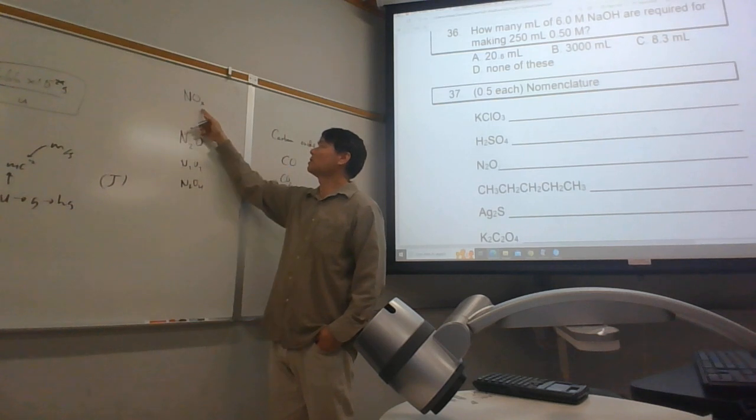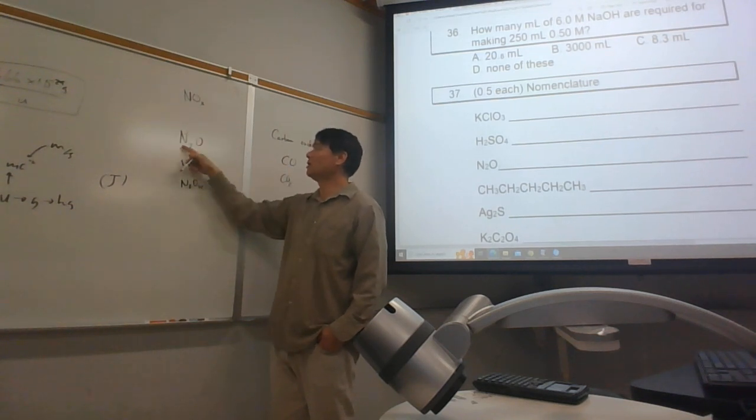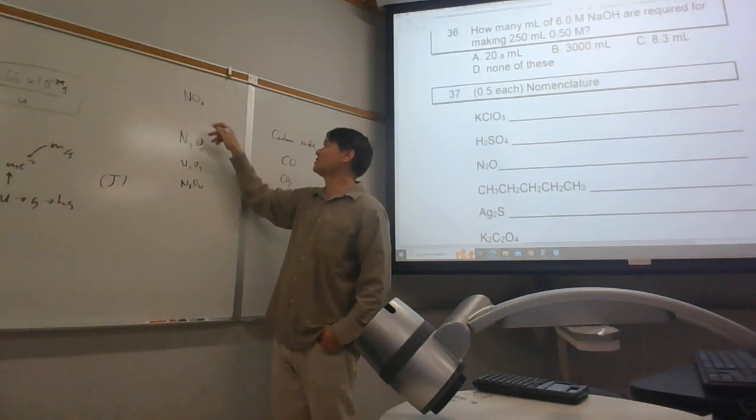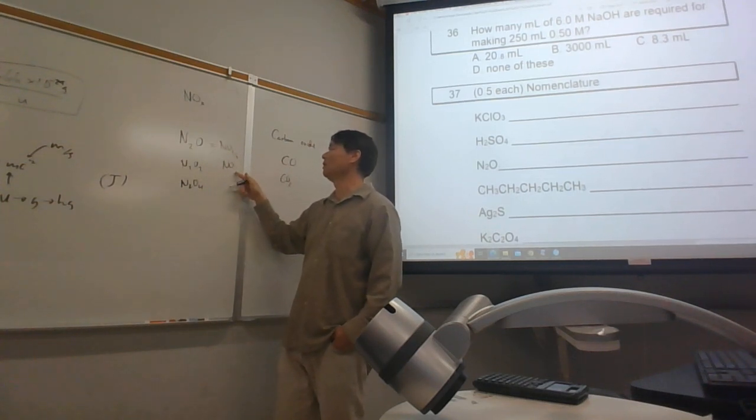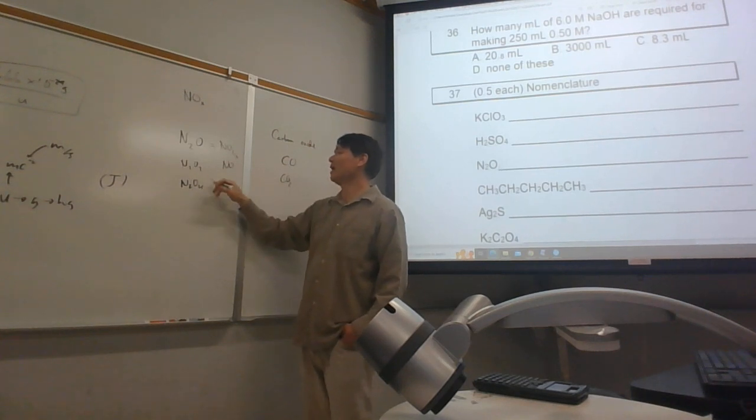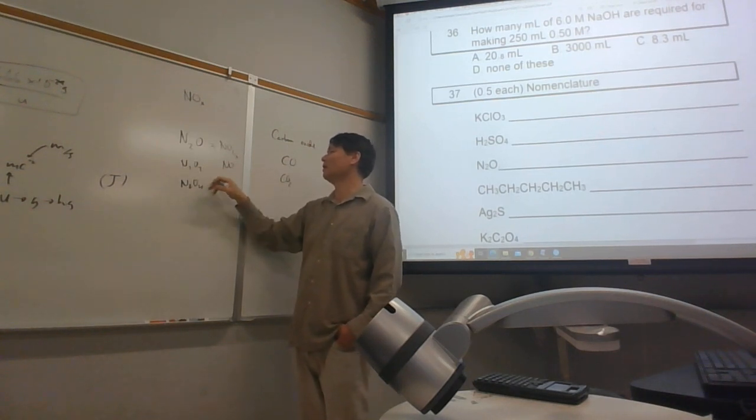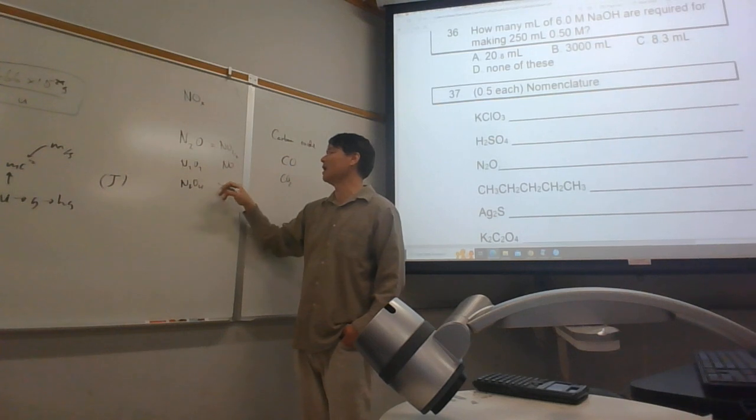The NOx are oxides of nitrogen, and there are lots. So nitrous oxide would be one of the oxides of nitrogen. X is just a variable, so this would be N2O, then we have NO, with one oxygen, and this would be NO2, et cetera.